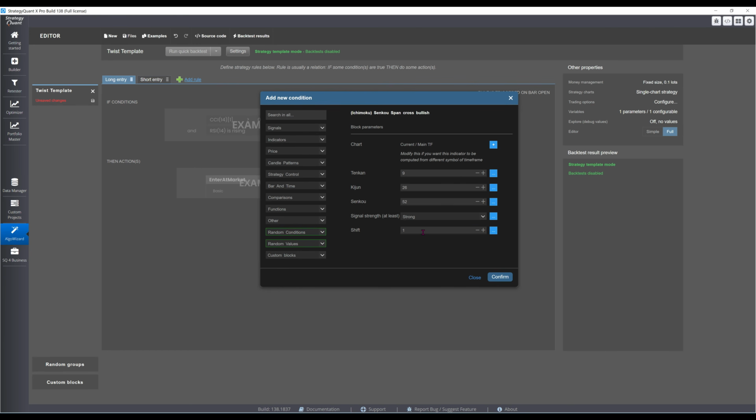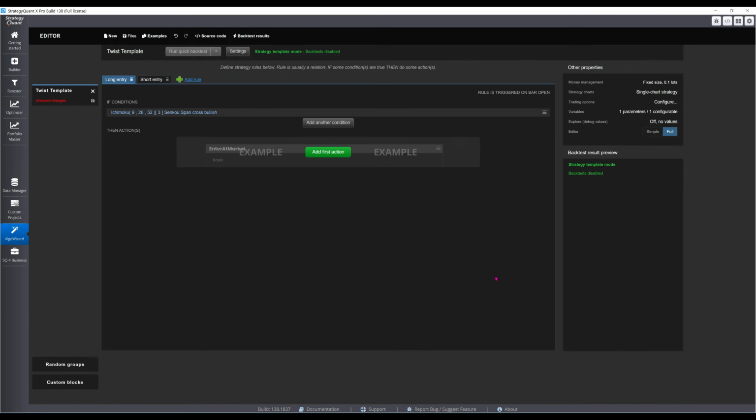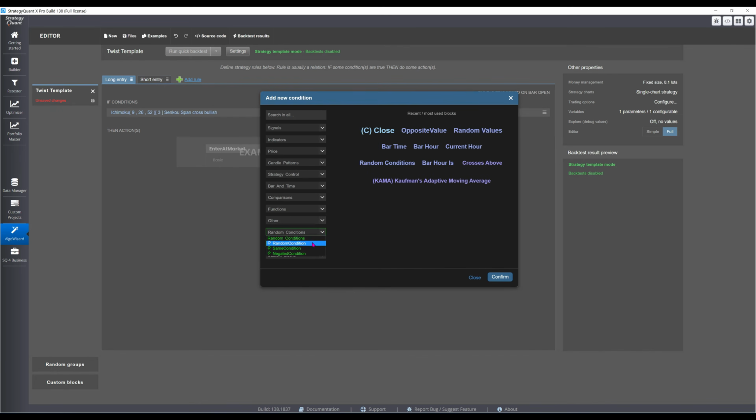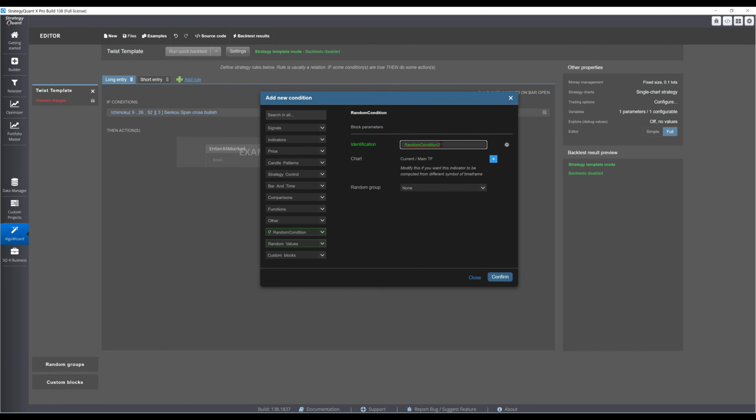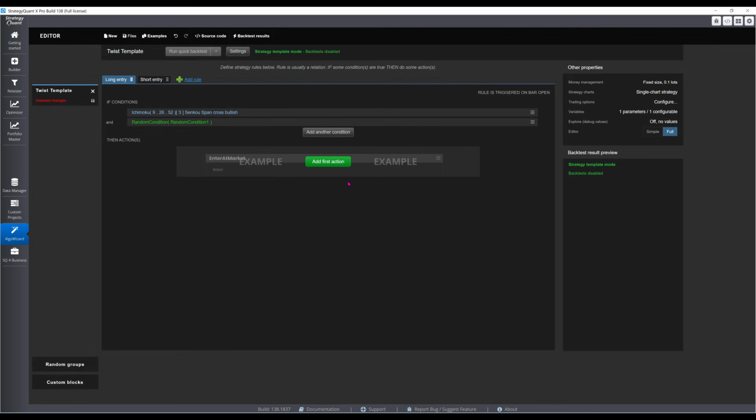For a bullish twist, a strong signal means the current close is above the Kumo. I'll use a bar shift of 3, meaning the condition will be applied to the third most recent close. This 2-bar delay allows some time for bullish momentum to develop. I'll insert a placeholder for a random condition here, so the genetic builder will populate it with an indicator from the pool that I will select later. Market entries will be used.